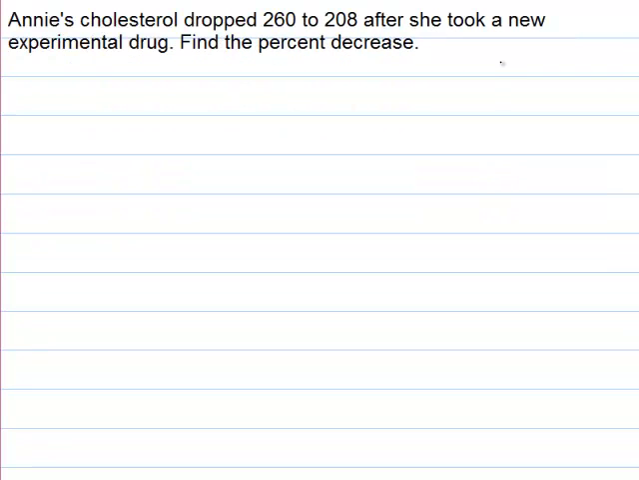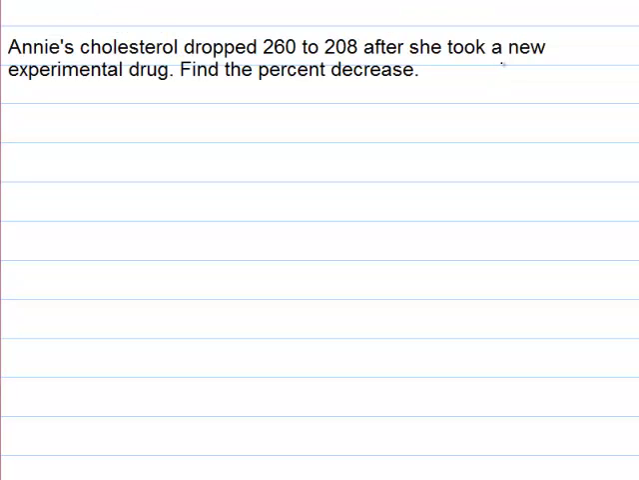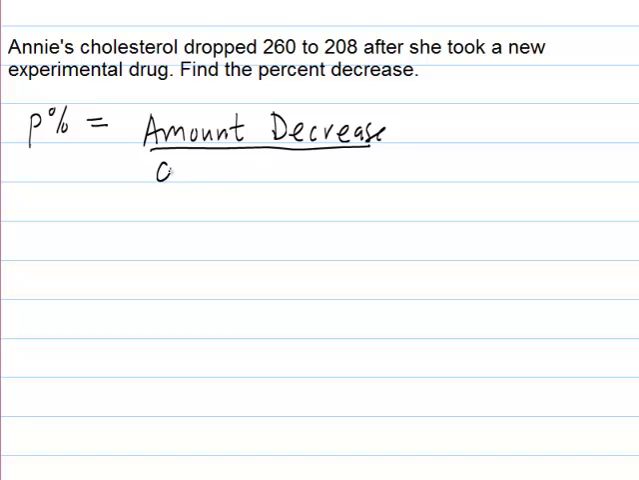Annie's cholesterol dropped from 260 to 208 after she took a new experimental drug. Find the percent decrease. So the percent decrease would equal the amount of decrease, that's the change from the high to the low, amount of decrease divided by the original amount and then multiplied by 100%.